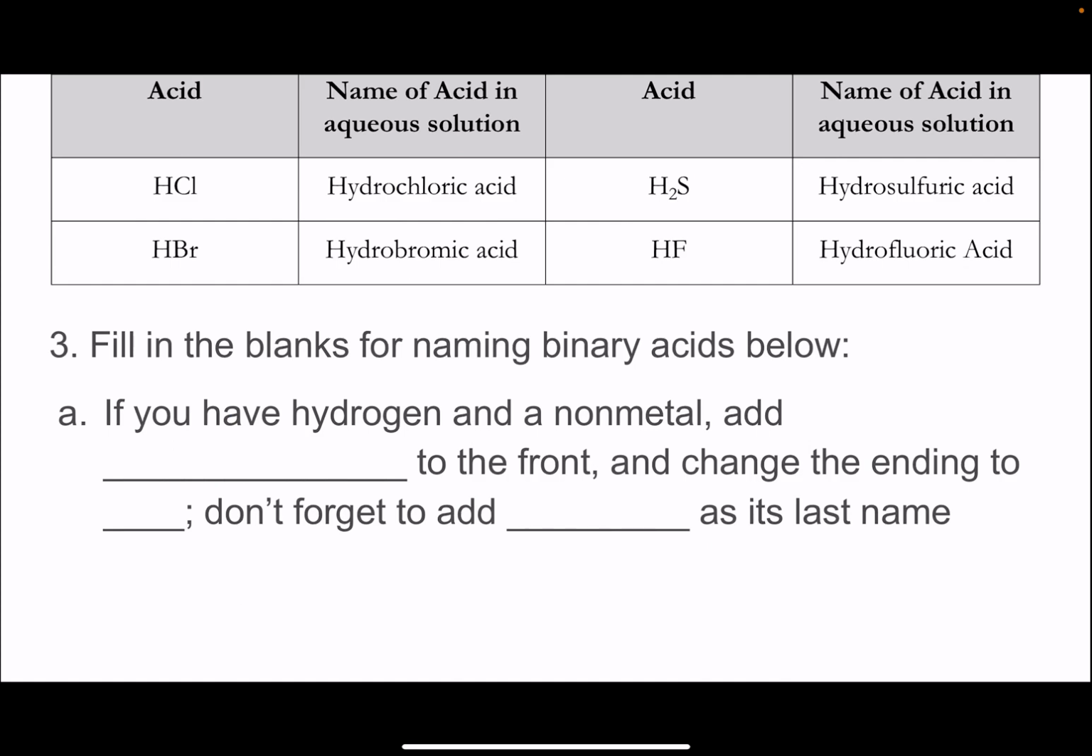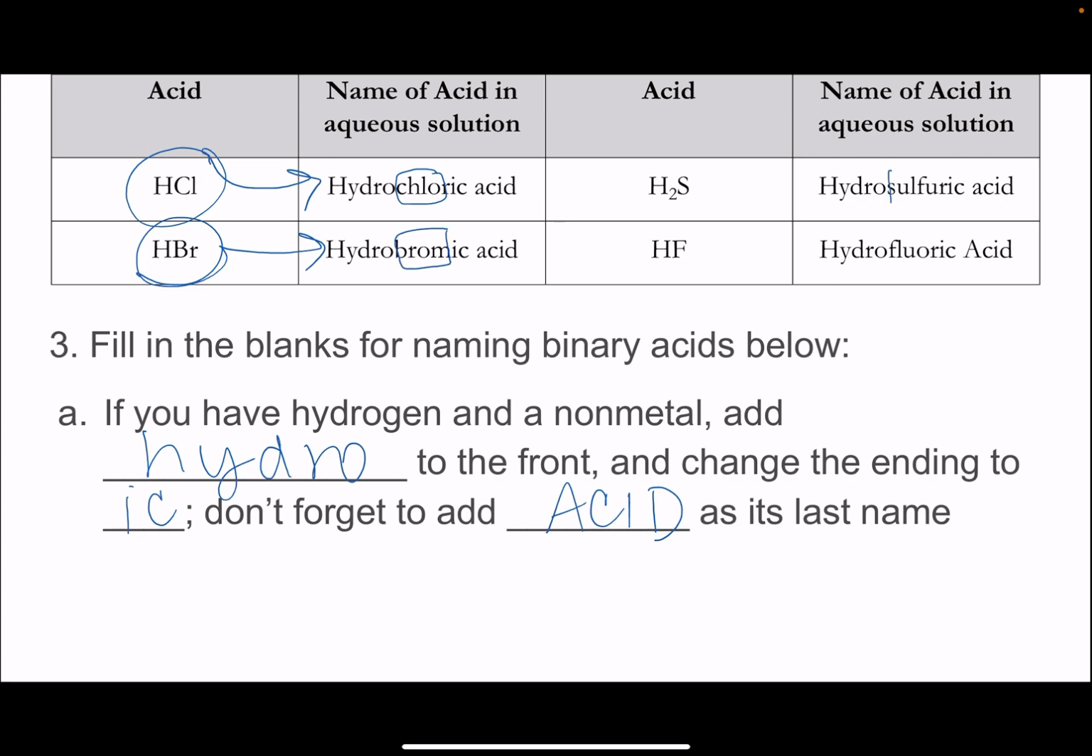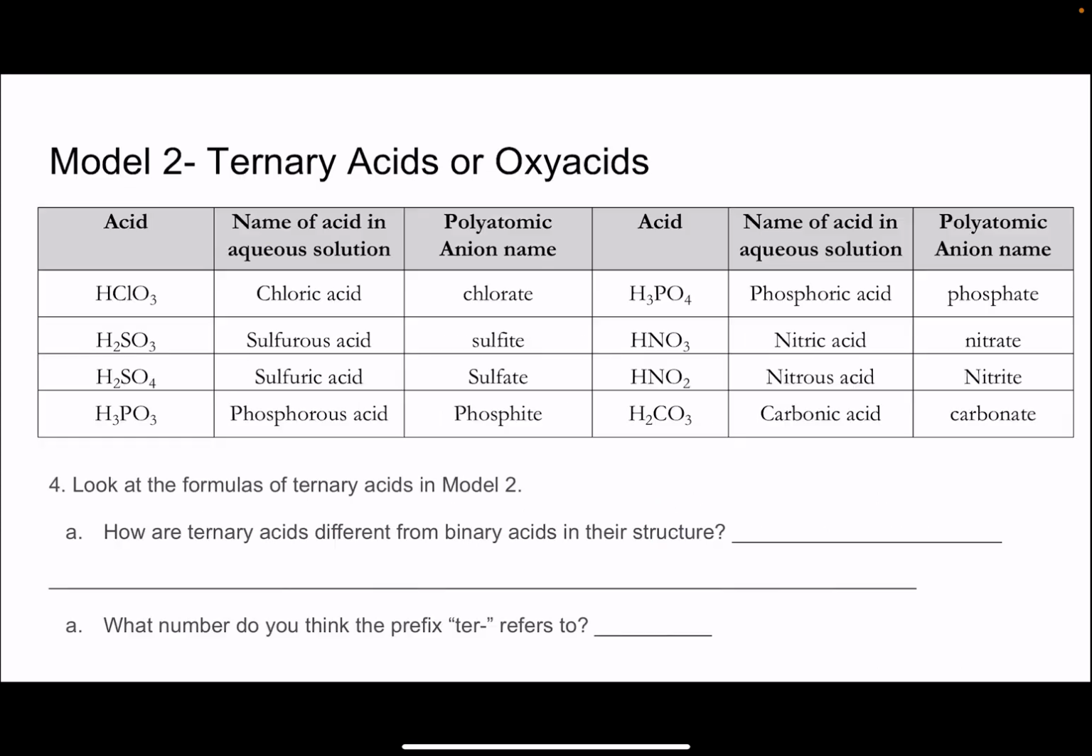Now, fill in the blanks for naming binary acids below. If you have a hydrogen and a nonmetal, add hydro to the front, change the ending to ic, and don't forget to add acid as its last name. So if we have our binary of HCl, we'll see it's hydrochloric acid. If we have HBr, it's hydrobromic acid. So we'll still use those root words that we learned earlier in our lessons. Now remember that sulfur and phosphorus are special. They have a little bit more to the root than the other ones do.